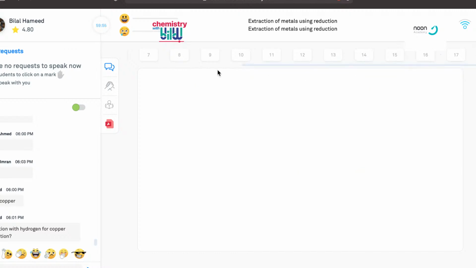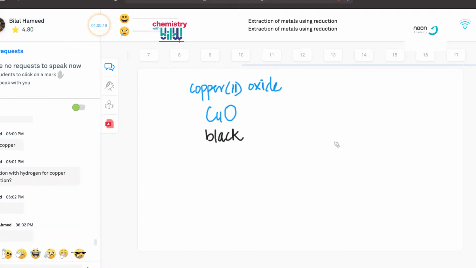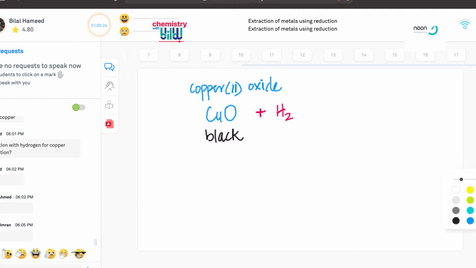What happens? Now, what's a good ore of copper? Copper oxide. You might have heard of copper 2 oxide. Now, I'm going to write copper 2 oxide because copper 1 also exists. Now, for copper 2 oxide you're even told to learn the color. It's a very important color to learn. Do you guys remember the color of copper 2 oxide? Black.